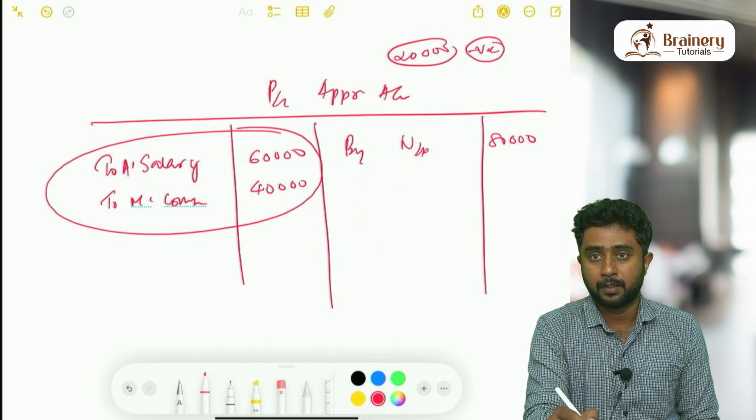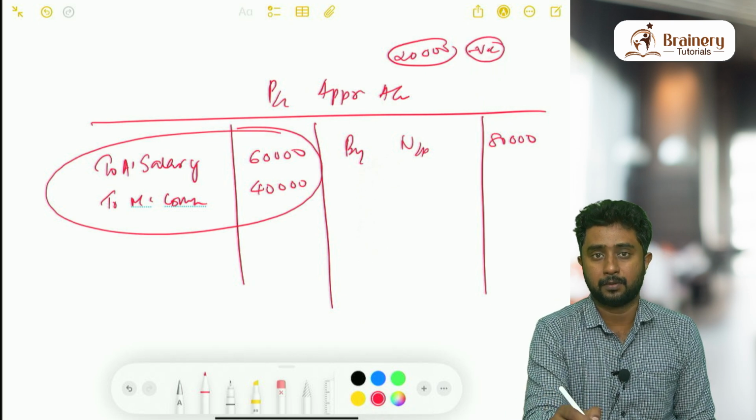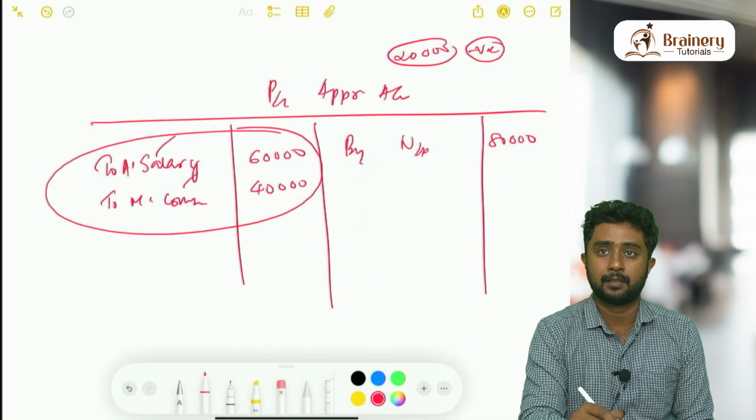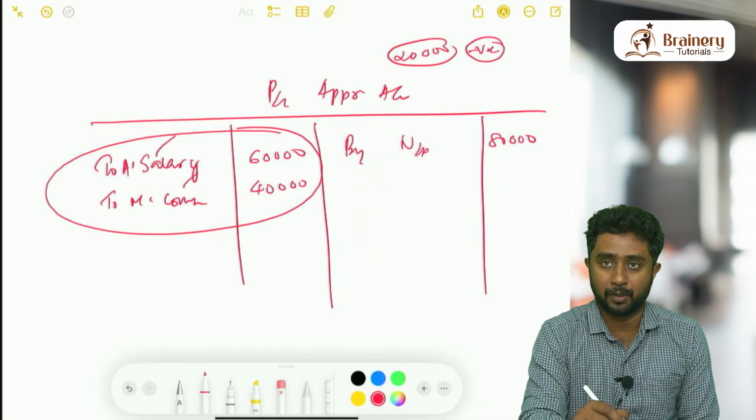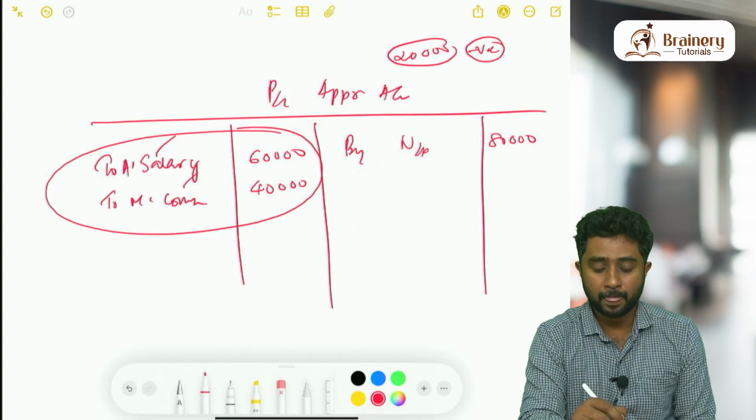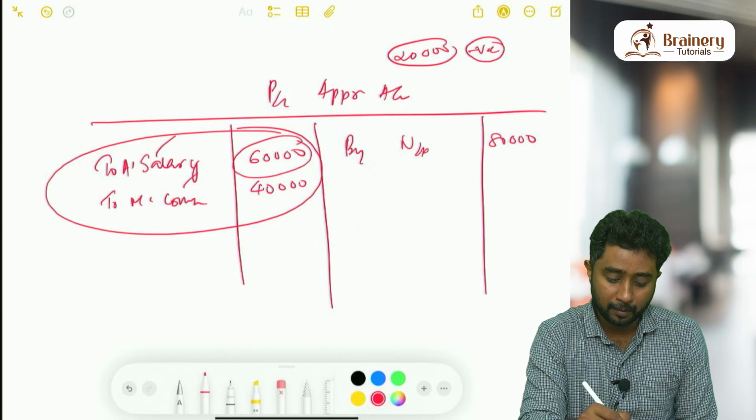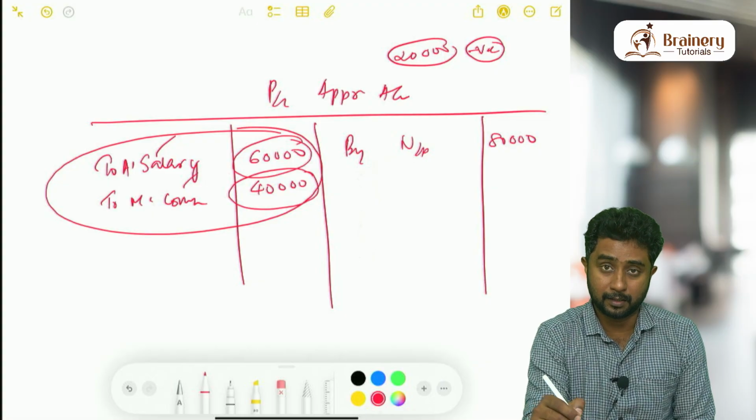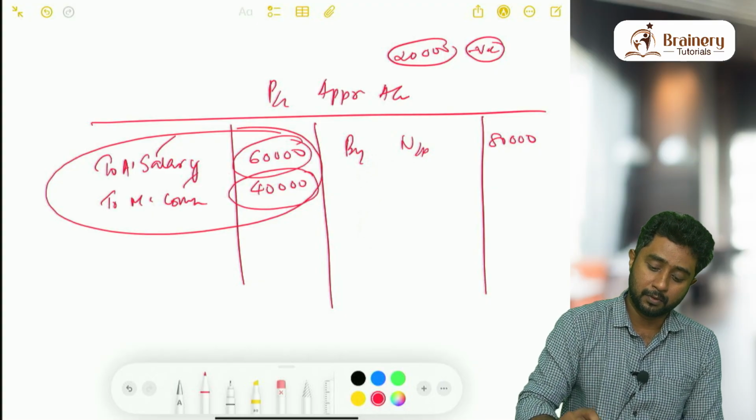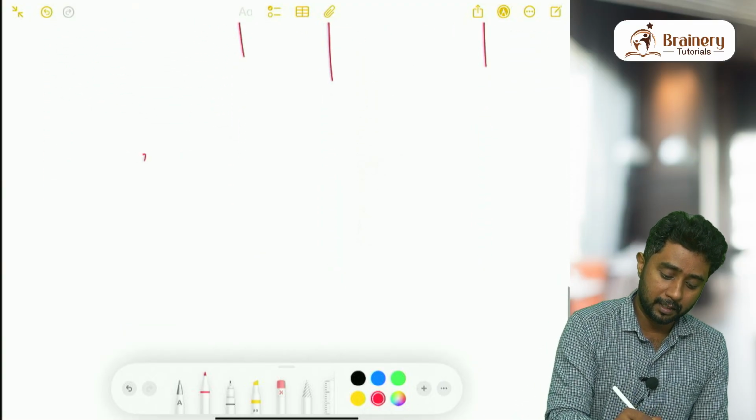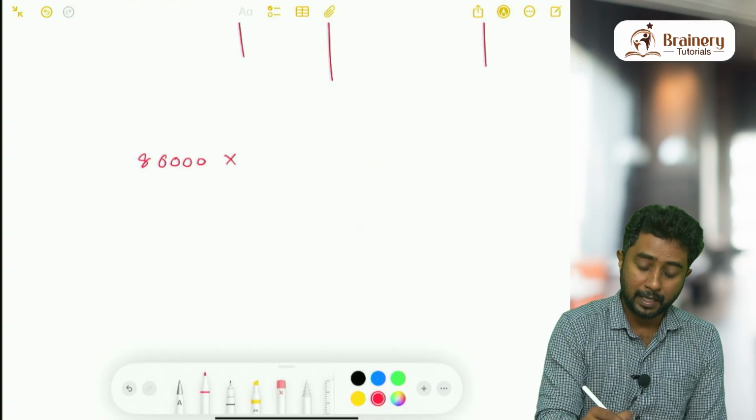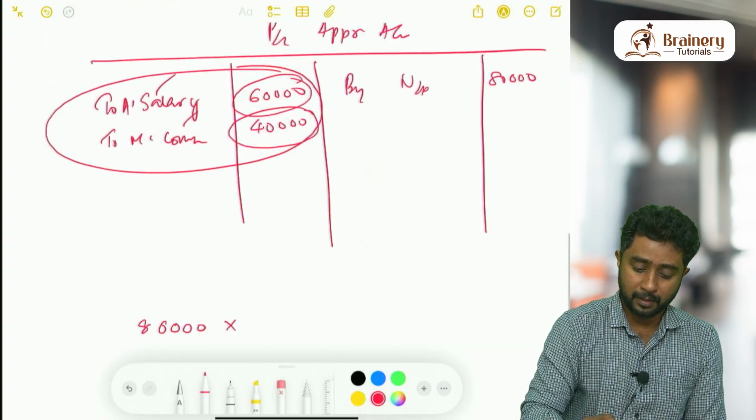Is it possible to do like this? No, it is not possible, because salary and commissions are appropriations of profit. That means only if there is profit can we pay. So salary cannot be paid up to 60,000. Commission also cannot be paid up to 40,000 in this kind of case. So what are we supposed to do? We are supposed to divide this 80,000 profit in the ratio of appropriations. Appropriations means these two amounts.